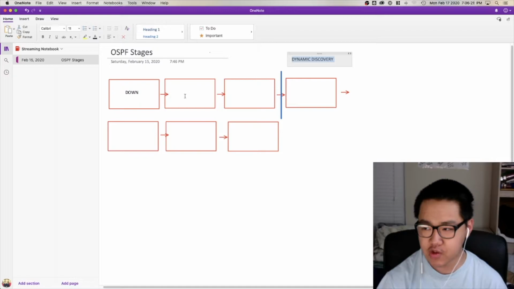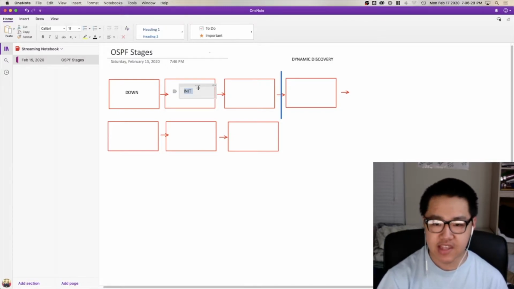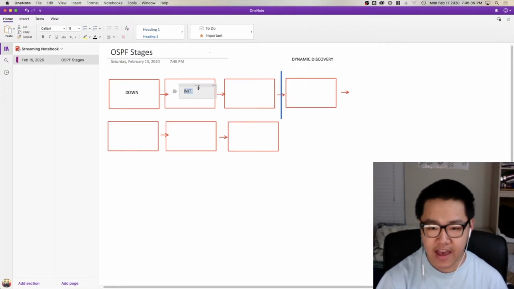The first one that you usually see is Init. Init is basically saying, okay, I've received their hello packet, right? So in dynamic discovery, the only way that you can have a neighbor in the adjacency database, which is the OSPF database that contains, well, your adjacencies, hopefully, obviously.